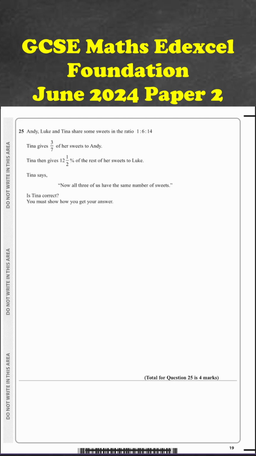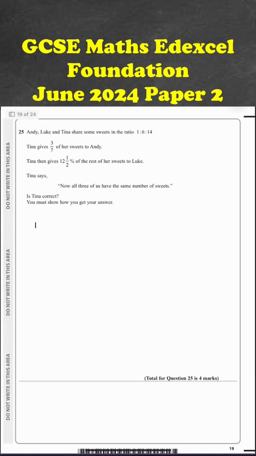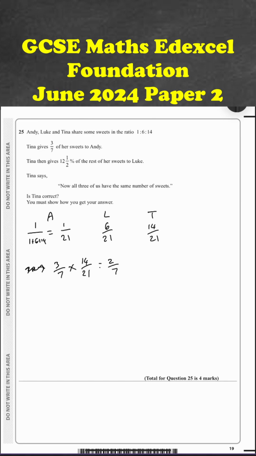Is she correct? So at the start, Andy had 1 out of 1 plus 6 plus 14 sweets, so that's 1 out of 21. That was Andy. Luke had 6 out of 21, and Tina had 14 out of 21. She gave 3/7 of her sweets to Andy, so 3/7 times 14 over 21. Just do that on my calculator. It gives us 2/7, which is how many sweets Tina now gives to Andy.